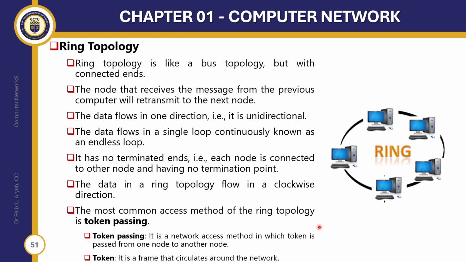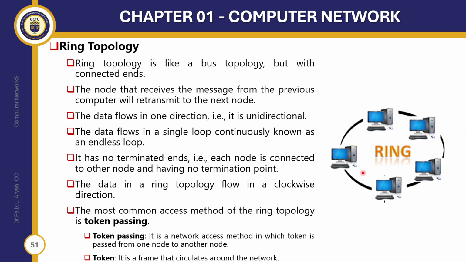So we have the ring topology, as you can see over here. It's just more of a ring. The ring topology is like a bus topology, but with connected ends. It means all these devices are connected with each other. But with the bus, it's just a straight one, and the ends are terminated with terminators.